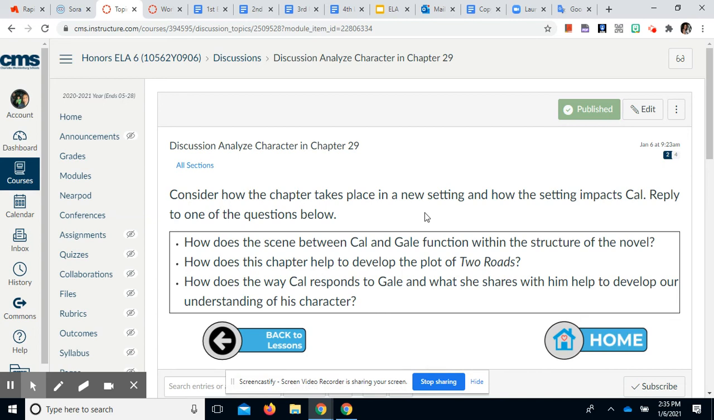He talks to her, listens to her, and responds to Gale in complete respect and listens to what she has to say. And that just confirms what we know about Cal and his character, and that he is respectful and a true knight of the road.